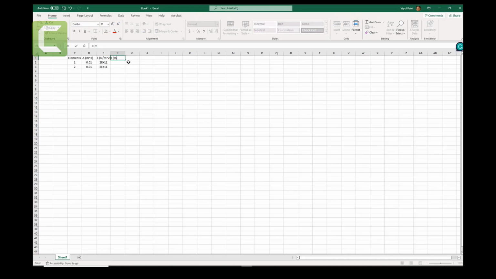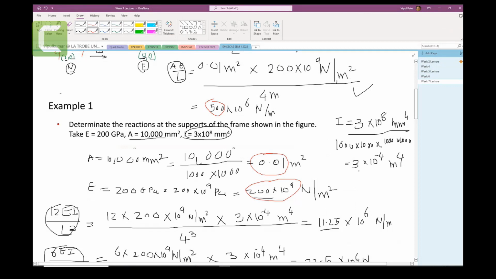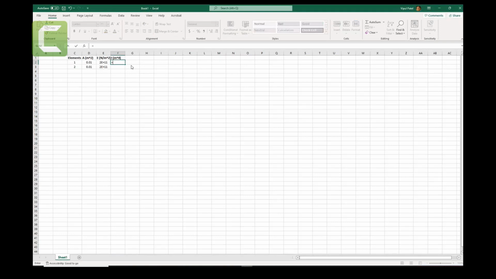Moment of inertia, meter to the power 4. Okay. We got something, 3 times 10 to the power minus 4. So that's you got I. Now the length in meter. I think both are 4 meters and 4 meters. So that's all good so far.